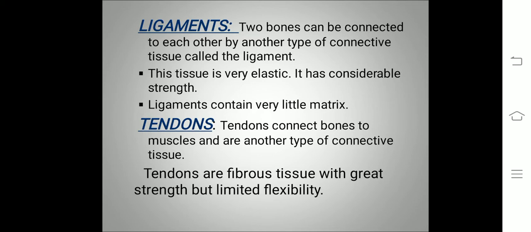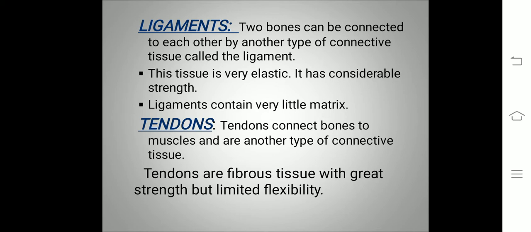Ligaments. Now, in our body, we can see that many bones are connected to each other. How do these bones connect with each other? The answer is ligaments. So, ligaments are a type of connective tissue through which two bones are connected. This tissue is very elastic and has considerable strength. Ligaments contain very little matrix.